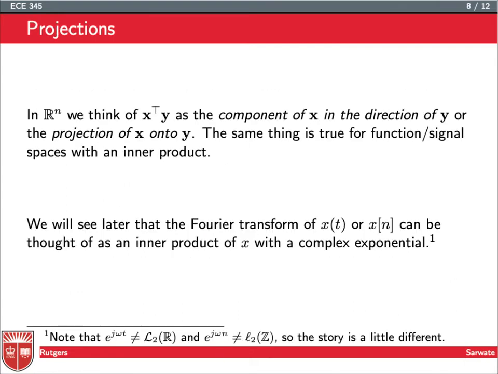What about projections? We think of x transpose y, or x dot y, as the component of x in the direction of y, or the projection of x onto y. And the same thing is true for functions in signal spaces with an inner product. If you want to talk about how much this signal is like this other signal, you can take the inner product between the two signals, and that'll give you some kind of coefficient. And remember, you can define the cosine of an angle between two vectors in terms of the inner product between the two vectors. So similarly, you can define a cosine theta kind of relationship between different signals.